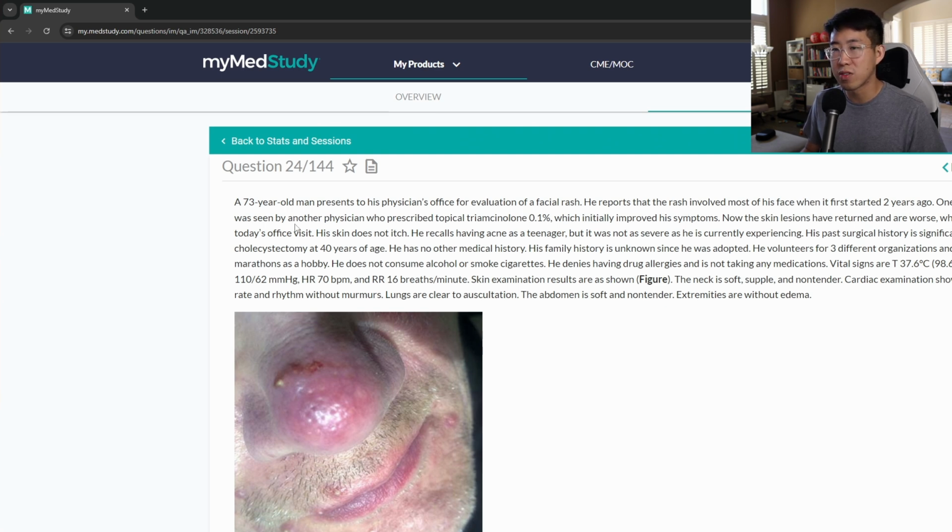1 year ago, he was seen by another physician who prescribed topical triamcinolone 0.1%, which initially improved his symptoms. Now the skin lesions have returned and are worse, prompting today's visit. His skin does not itch. He recalls having acne as a teenager, but it is not as severe as he is currently experiencing.